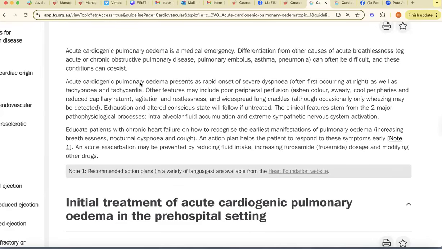So acute cardiogenic pulmonary edema presents as rapid onset severe dyspnea as well as tachypnea and tachycardia. They can also get sweaty, cold peripheries. They can become agitated, restless, and widespread lung crepitation can be there.